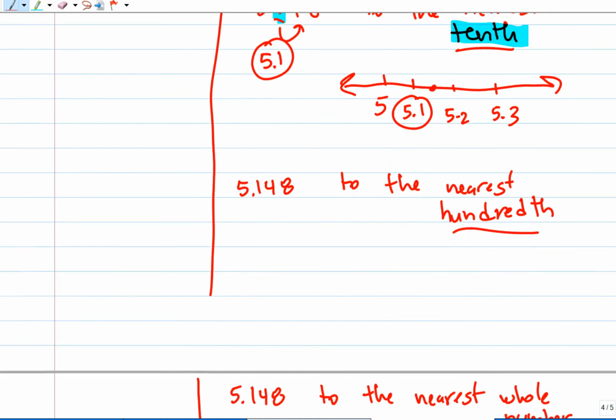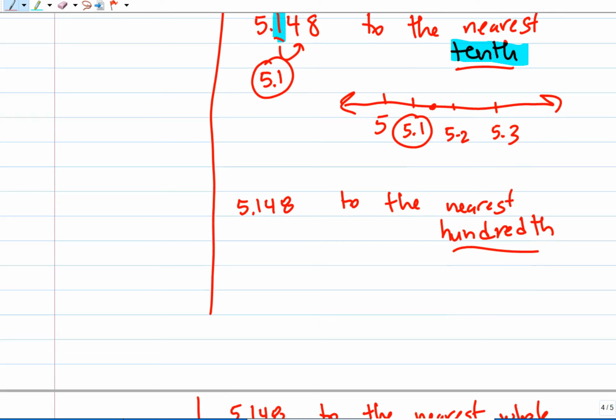5.148 to the nearest hundredth. Here's where the pictures go a little crazy. 5.148. The hundredth would be the second digit over. The next number after that is an 8, which means that the hundredth rounds up to 5.15.